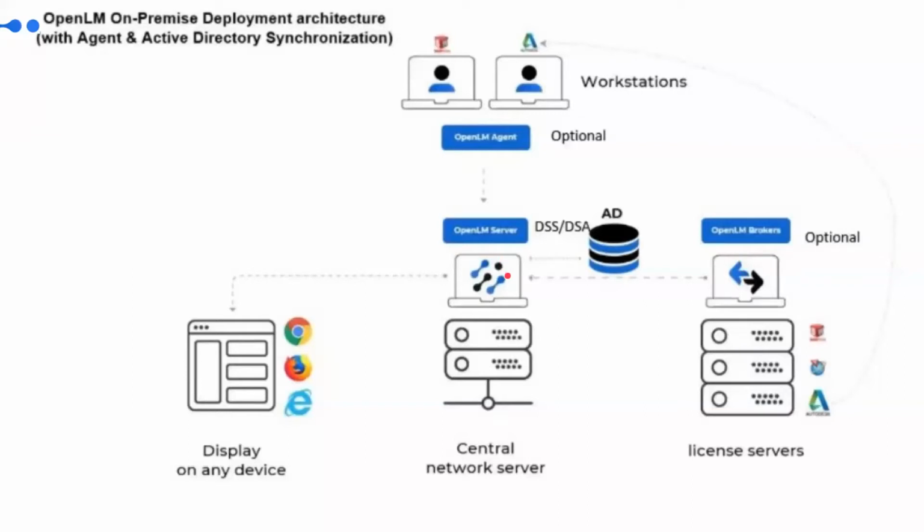For that, we need to install two components called Directory Synchronization Service and Directory Synchronization Agent, which we short term as DSS and DSA. So that will help you to integrate Active Directory with OpenLM server.